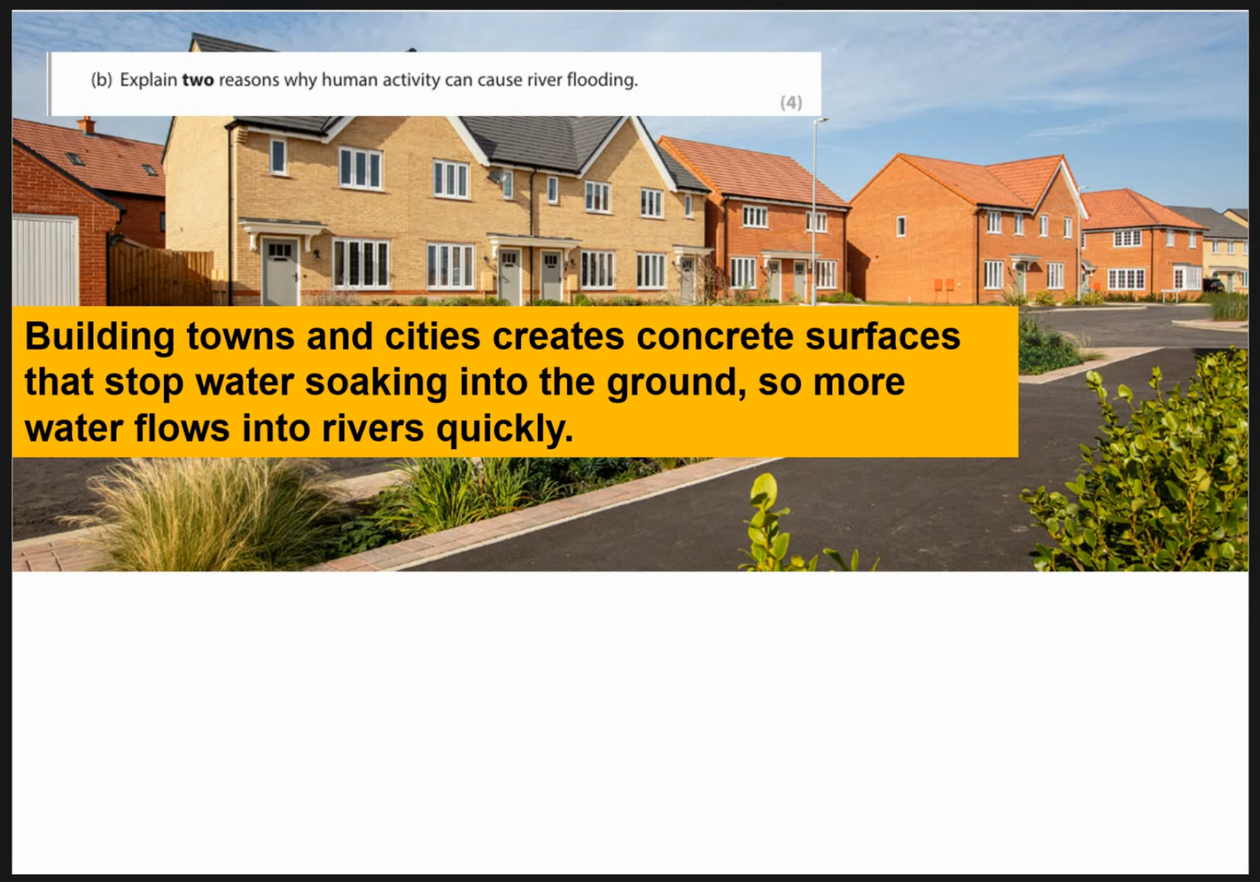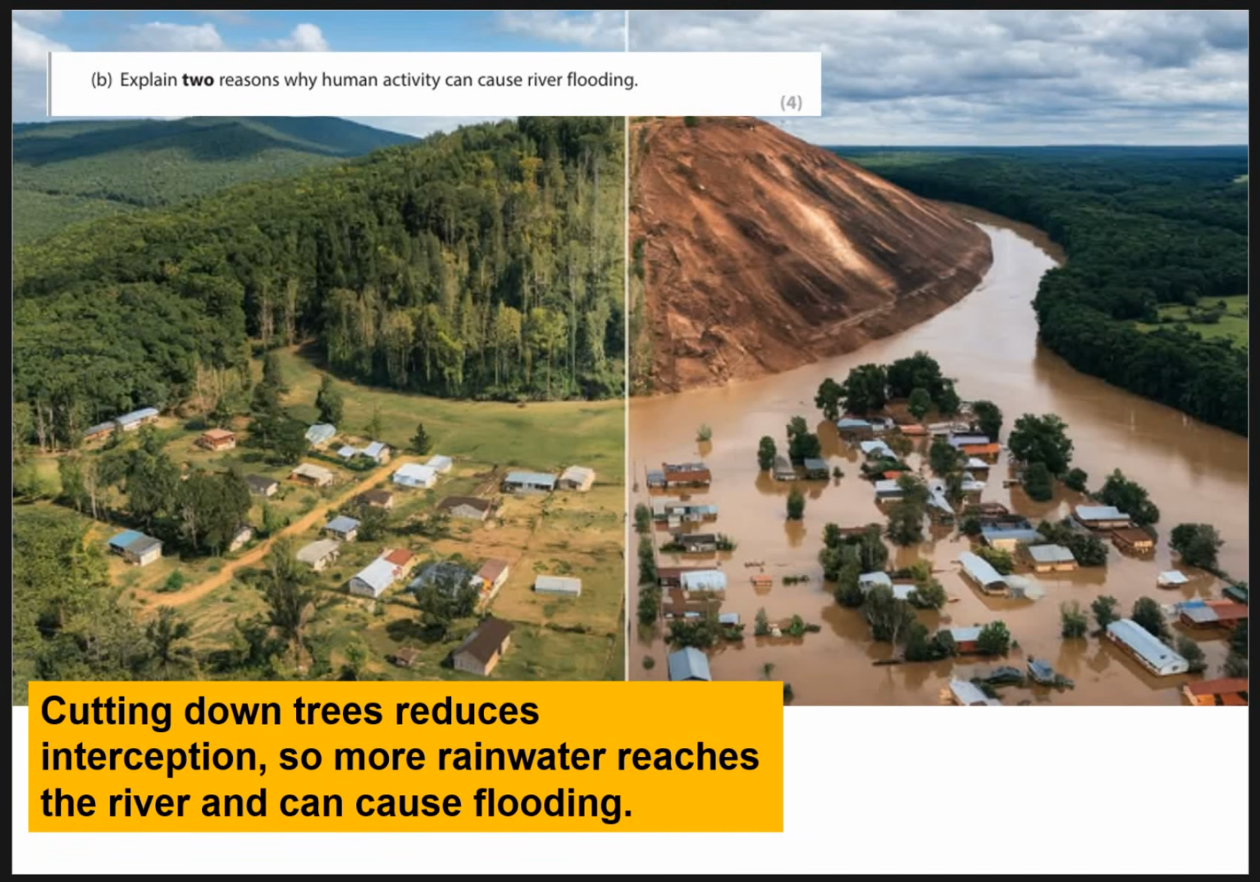It's about urbanisation. When land is covered with roads, roofs and pavements, rainwater can't seep into the ground. It runs over the surface, increasing surface runoff, increasing the volume of water and discharge within the river. The second reason is deforestation. There are others, but these are the two main ones that should be easy to talk about. Cutting down trees reduces interception, so more rainwater reaches the river and can cause flooding.